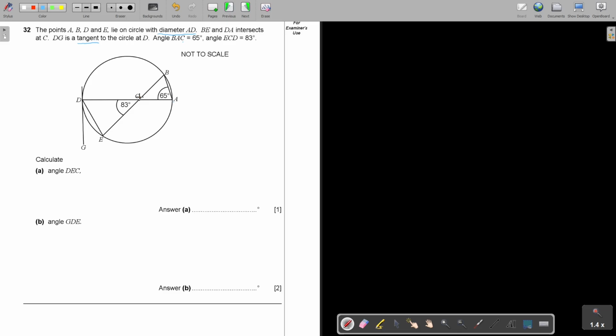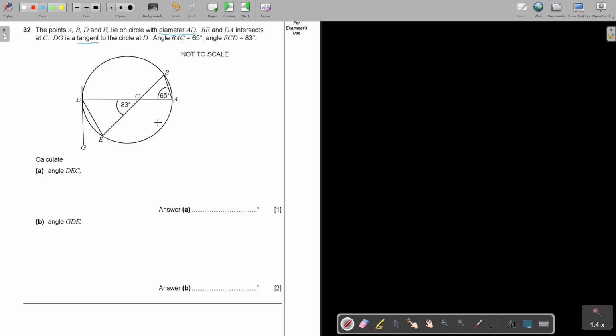Angle BCD, ECD is 83. It's always good to read the question to see if it's indicated on the sketch, and then start with the question. So angle DEC, let's just see. Now, if I look at this, angles in the same segment.